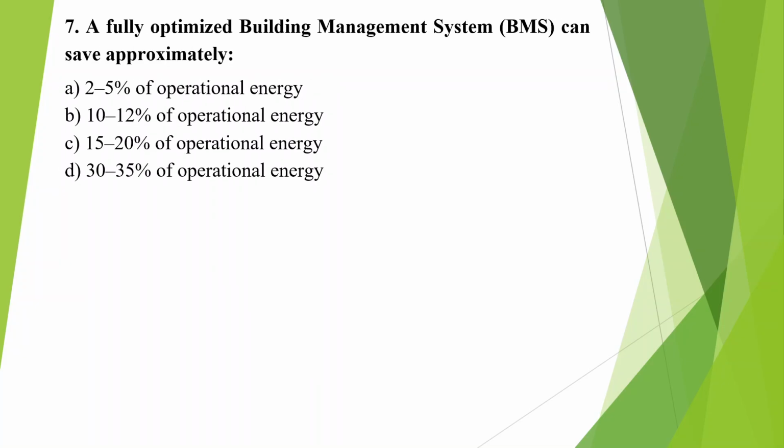Here is the question number 7, and try to give an answer to this question also like you have given for the previous questions. A fully optimized building management system, which is also referred to as BMS, can save approximately what percent of operational energy? This was also discussed in the first lecture of week 4. So try to recall and give your ballpark numbers. How much percentage of operational energy can you save with the help of a fully optimized building management system?